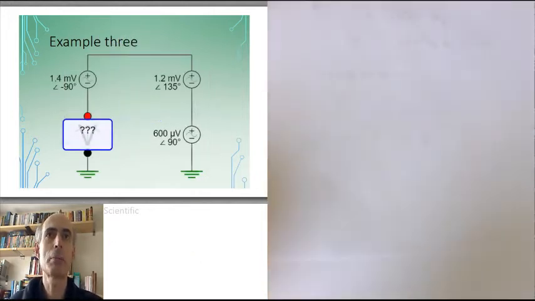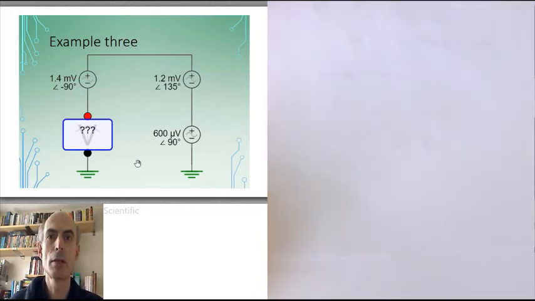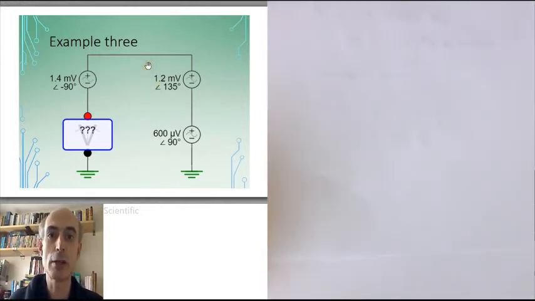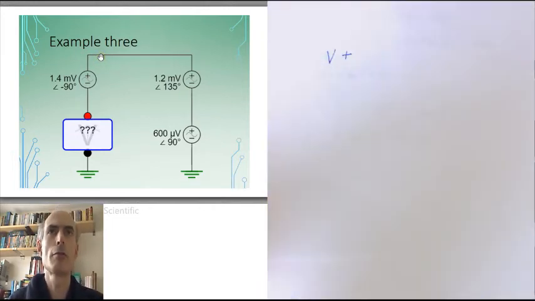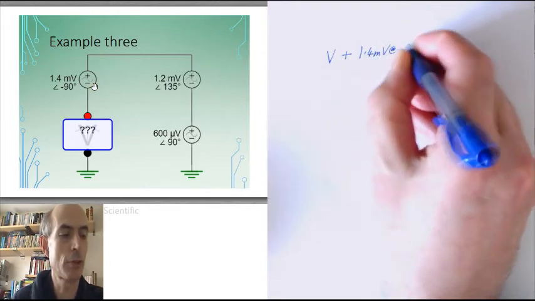Okay, here we have an application of Kirchhoff's voltage law. Kirchhoff's voltage law will tell you that the total sum of the voltage differences around a closed loop is 0, or alternatively, the total sum of the voltage differences between 2 points in a circuit is independent of the route taken. So in this case, going up the left-hand leg from the bottom to the top would be the unknown voltage measured by the voltmeter plus the phasor representation of the voltage here, which is 1.4 millivolts at minus 90 degrees.